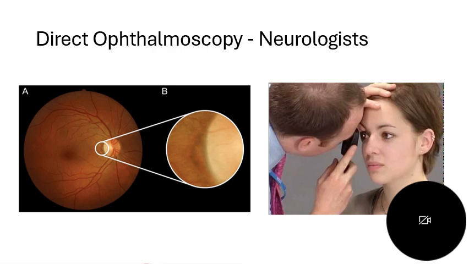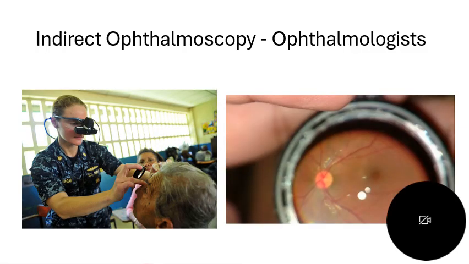That is why this is primarily used by neurologists who want to look at a patient's optic nerve in the office. Indirect ophthalmoscopy is done by ophthalmologists. It uses a handheld lens, typically 20 diopters, 28 diopters, or 30 diopters, and then they wear a headlamp that sends light through the lens into the eye in order to capture an image. And you can see through this lens just how much bigger an area is able to be visualized.